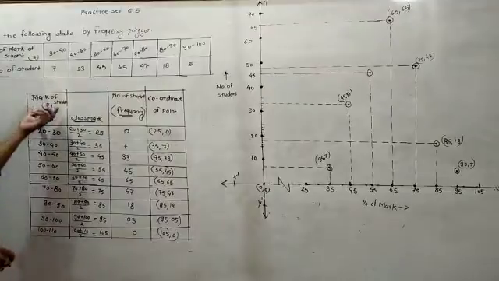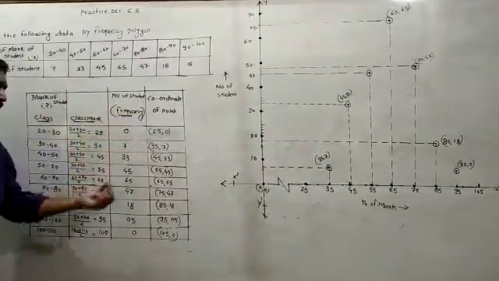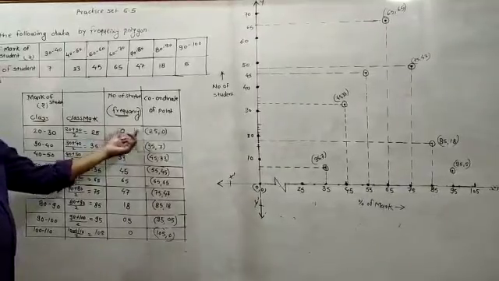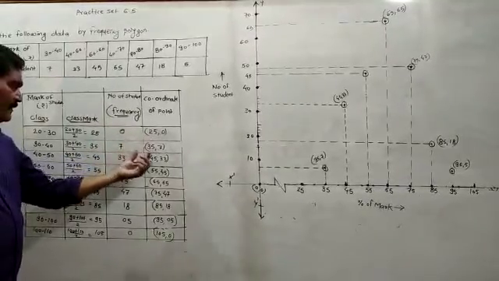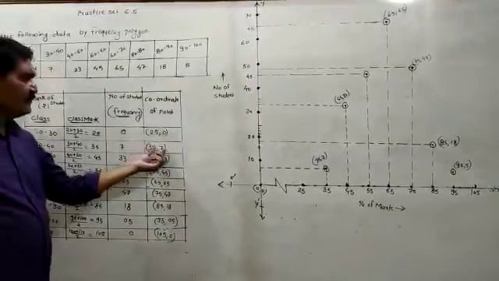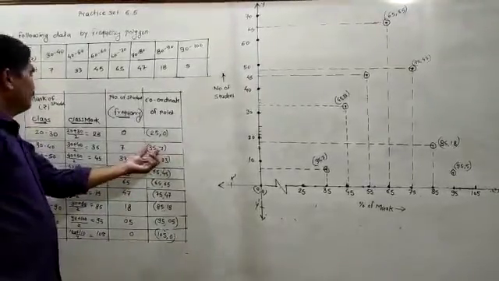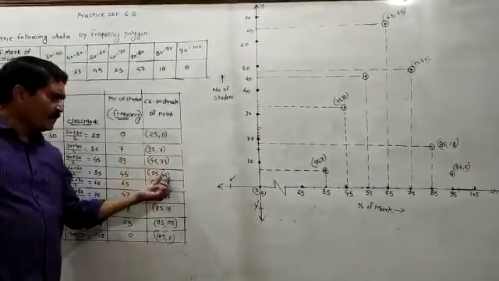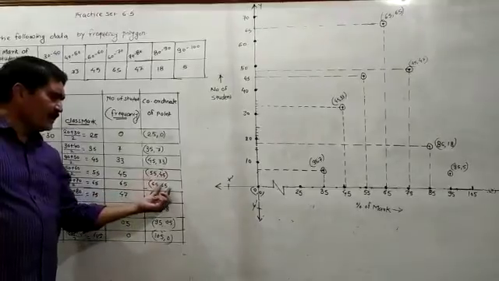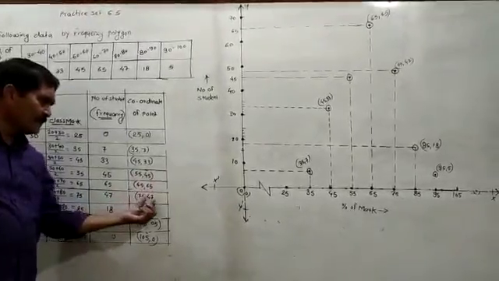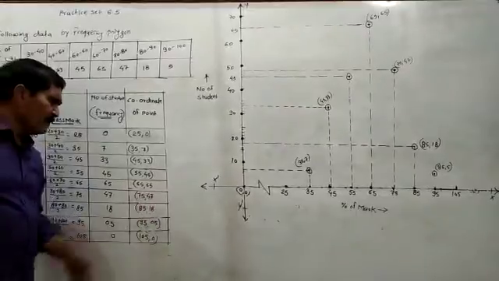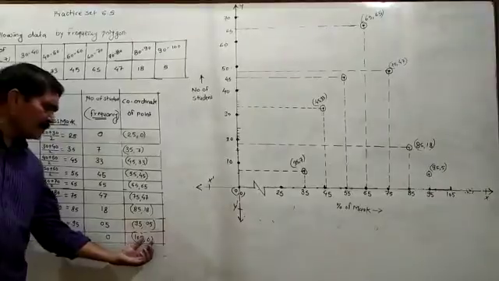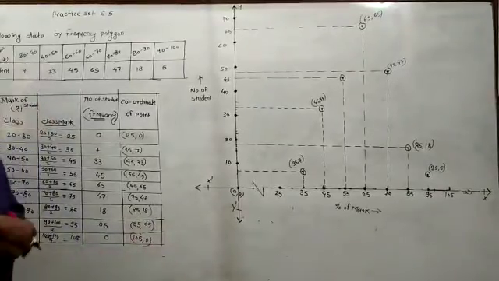Here we have the marks of the students and the number of students. Means 0 students have the mark 25%. 7 students have the mark 35%. 33 students have the mark 45%. 45 students have the mark 55%. 65 students have the mark 65%. 47 students have the mark 75%. 18 students have the mark 85%, 5 students have the mark 95%, and 0 students have the mark 105%.